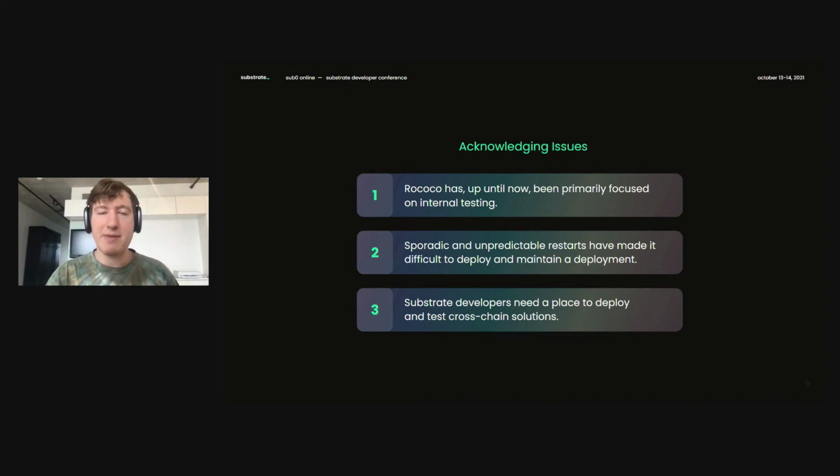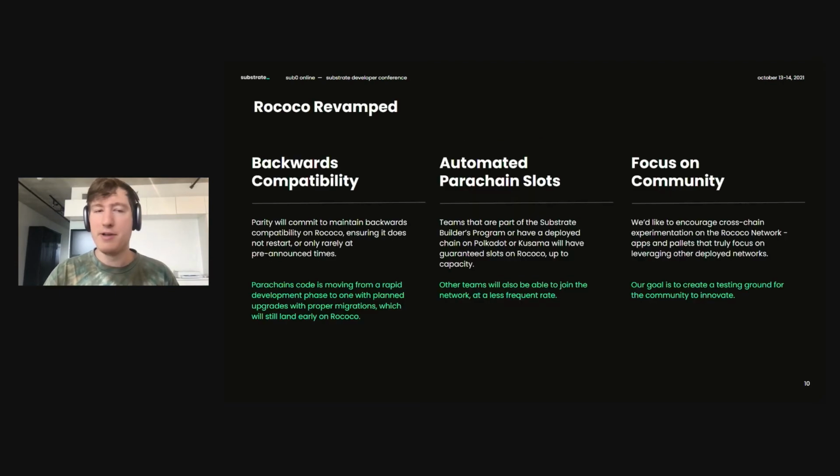And I think, with XCM in the state that it is now, it's becoming more stable. It's something that people can really use. Those cross-chain innovation beds are going to be really important. So for that, we're introducing what we're calling Rococo revamped. And the idea there is that Parity will maintain backwards compatibility on the Rococo test network, ensuring that it doesn't restart, or only rarely at pre-announced times, right? So when you register your parachain, you're not going to need to update your nodes or your runtimes any more than you would have to for, say, something like Kusama or for something like Westend. That means that you can plan to use Rococo for a longer extended period of time and really use it as a place to cooperate with other teams.